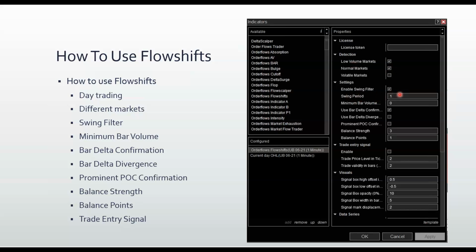So the swing filter, okay, if you want to find new highs or new lows, you can adjust that based on how high or how low. If you have the swing filter enabled, you could enter a period, whether it's 1 bar or 10 bars, etc. And on some markets, like MNQ, you might want to have a higher swing period, as much as 10 or even 20.